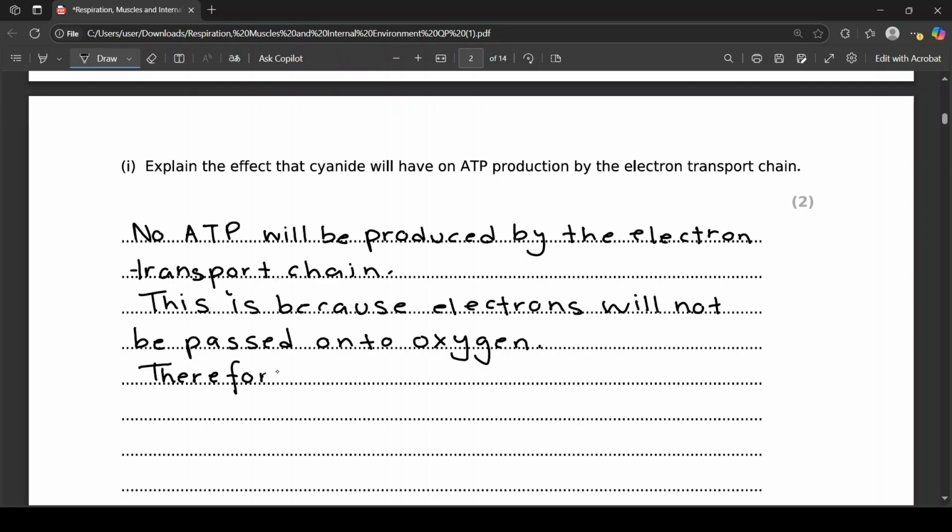And lastly, we can write, therefore, the electron transport chain will stop.